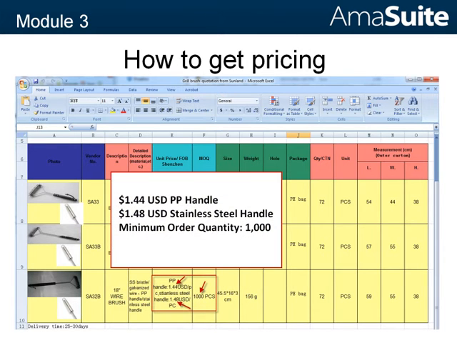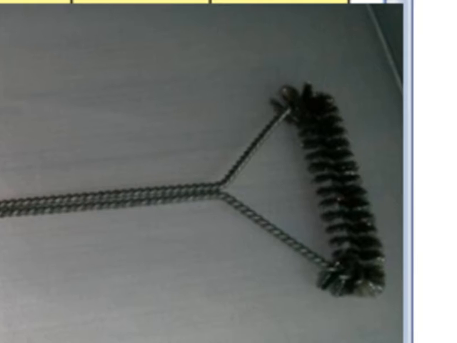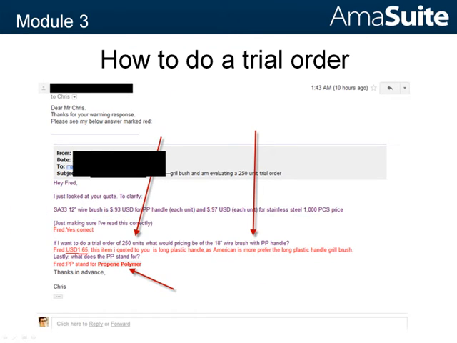And here you can see $1.44 US dollars for the PP handle. This is actually a polymer basically. And then it's slightly more for a stainless steel handle. And they gave, again, the minimum order quantity of 1,000. This is actually a picture, just to blow it up a little bit more, of that barbecue grill brush. And you can see that's going to be a much higher quality grill brush than something that's plastic. And you can also look at those bristles on the right hand side of the screen. They look pretty thick compared to the other example I shared earlier in these modules.